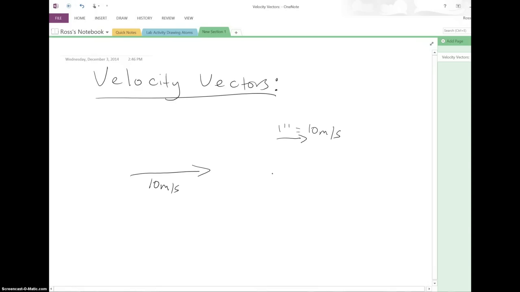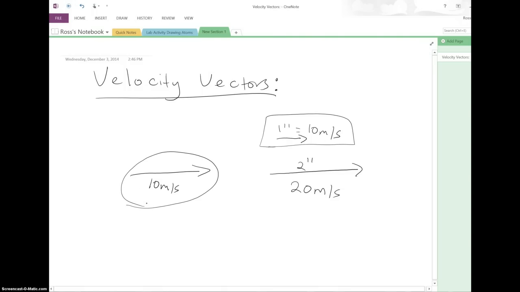So then I give you an arrow here. Let's say that this is a 2-inch arrow. How fast would that velocity vector be representing? I'll give you a second to think about that. If 1 inch is 10 meters per second, and this is a 2-inch arrow, it should be 20 meters per second.